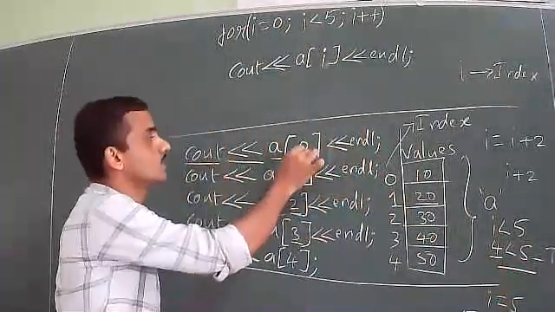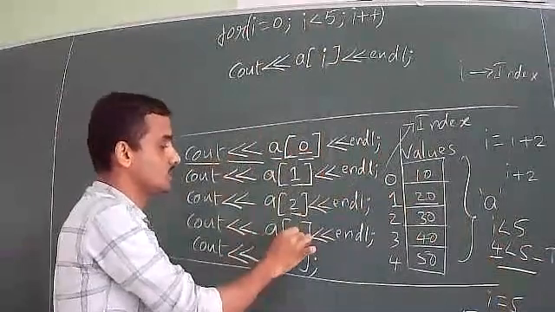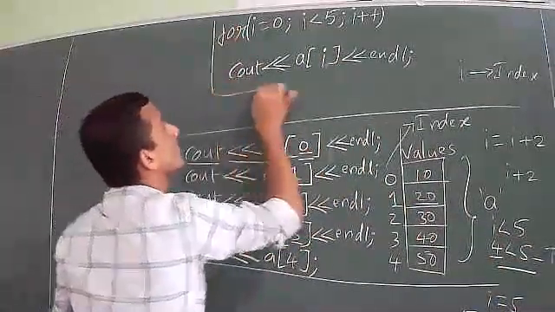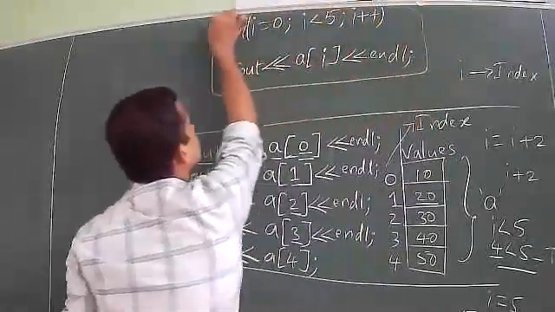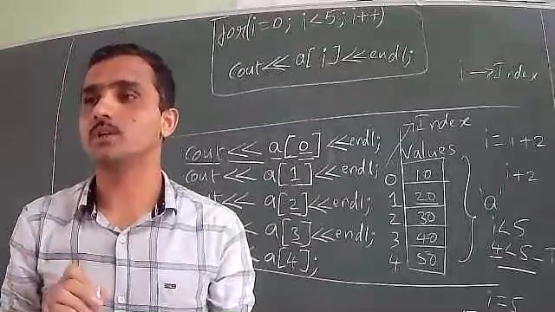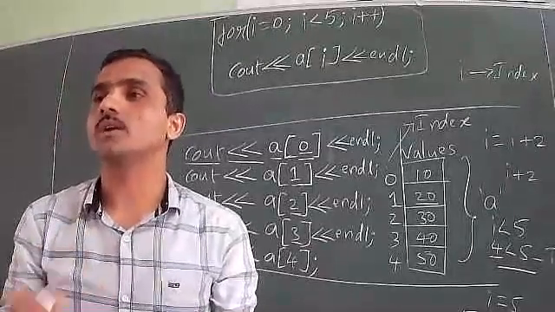So i = 0, i = 1, i = 2, i = 3, i = 4. So this is the code to print the values of a one-dimensional array. You may get this question. It's very, very important. Write the code to print the values of a one-dimensional array.